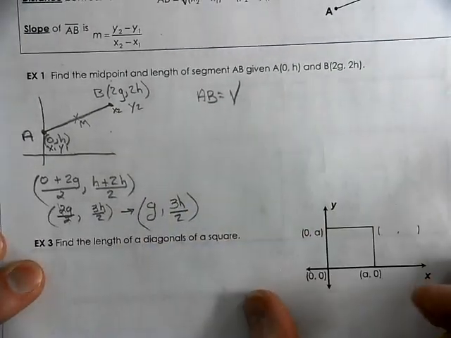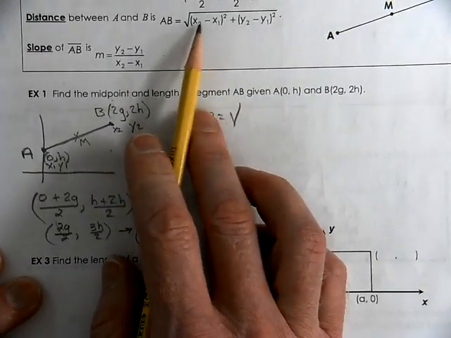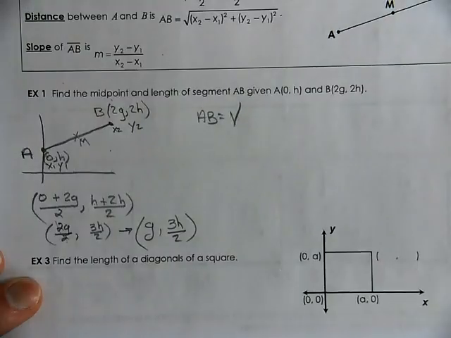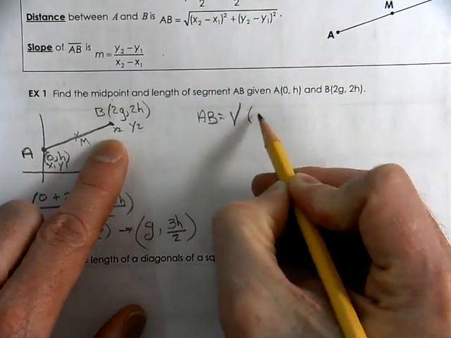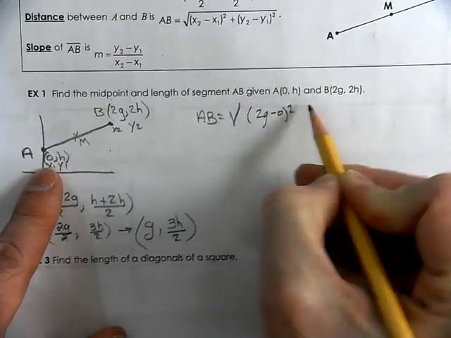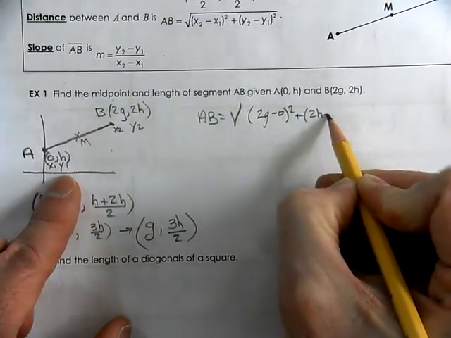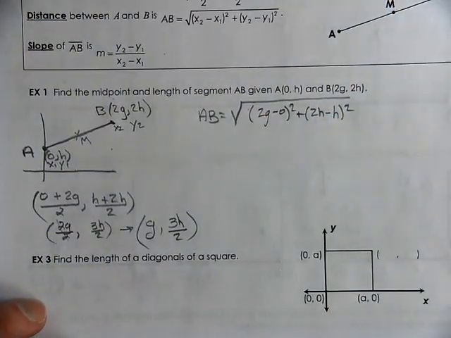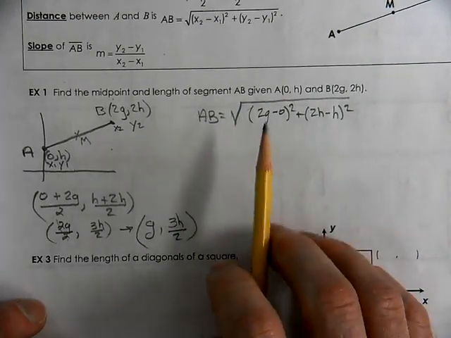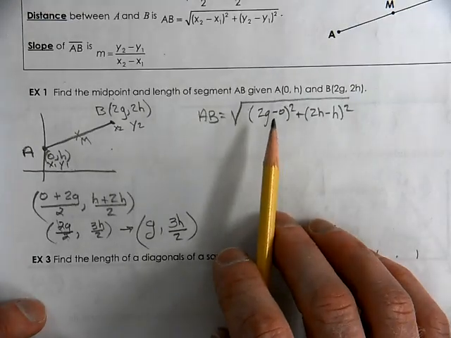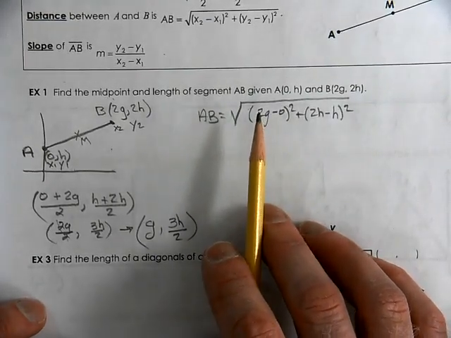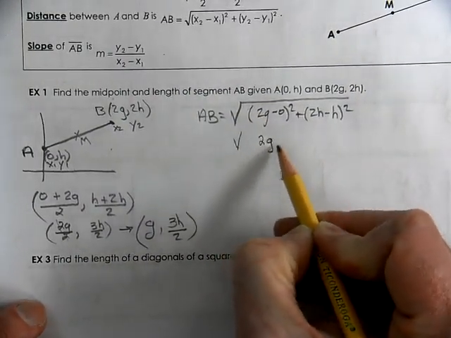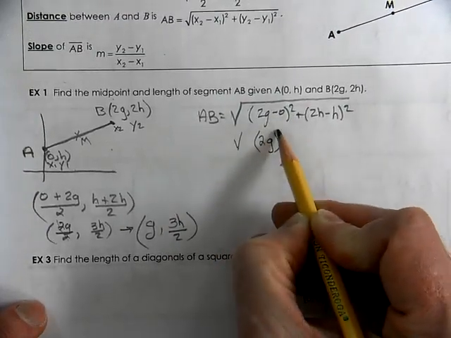So using our distance formula, we subtract the x's and square it, plus we subtract the y's and square it. So, 2g minus 0 squared plus 2h minus h squared. Think about what this means. Don't wait for me to write it down. What is 2g minus nothing? That's still just 2g. And we still have parentheses, and we still have a square.